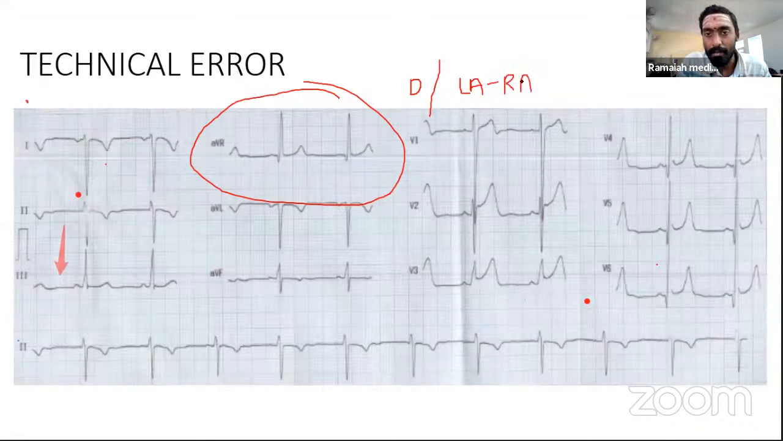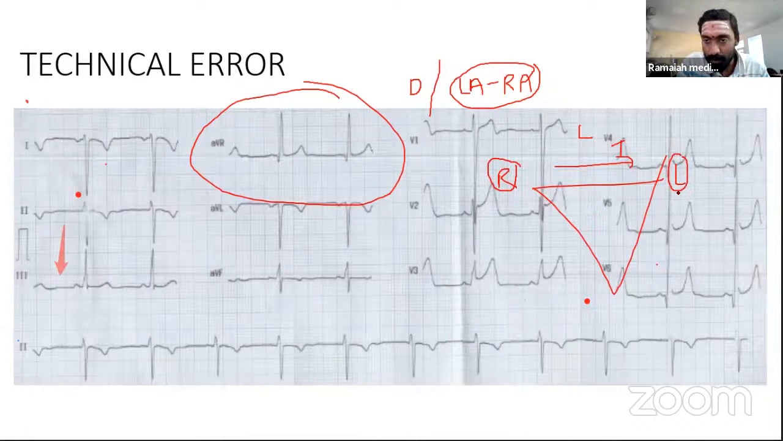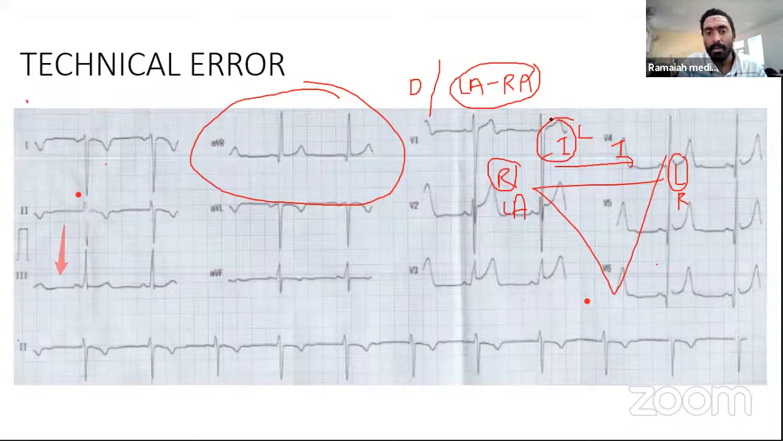This is very, very common in the wards. This is an actual ECG. They would have swapped the left arm and the right arm. If you see Einthoven's triangle, this is my left arm, this is my right arm. Normally this is the direction of movement and this will be lead 1. If I swap this, this will be my right and this will be my left arm. So this entire thing is going to get swapped as -1, which means the entire lead 1 will become negative.